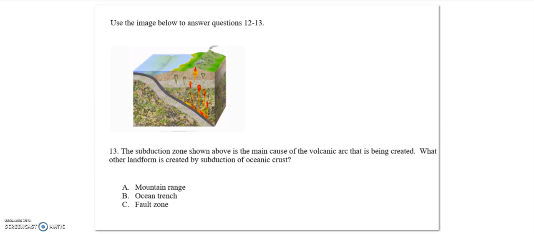Number 13, use this same image to answer the question. The subduction zone shown above is the main cause of the volcanic arc that is being created. Notice the volcanoes on the land. What other landform is created by subduction of oceanic crust? So what other landform besides the subduction zone and the volcanic arc is there in this picture? Is it A, a mountain range, B, ocean trench, or C, fault zone?